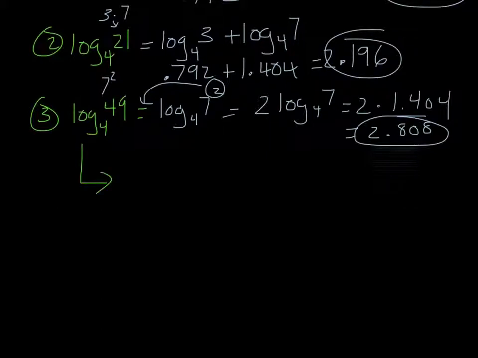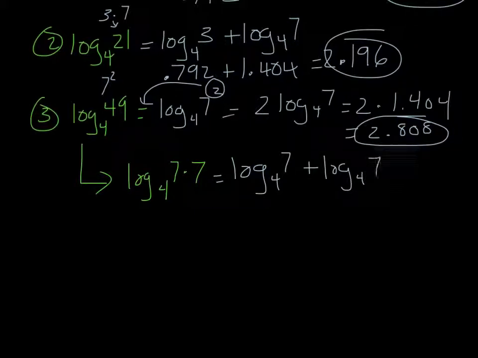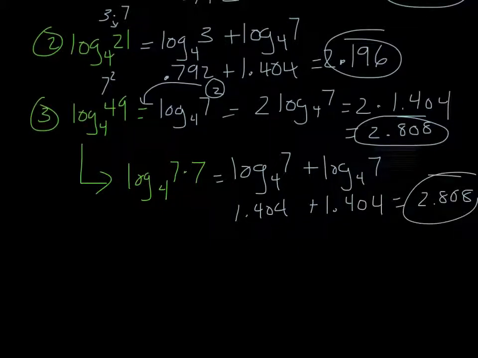You didn't have to use the power property on that. You could have used the product property. You could have said that, well, this is really log base 4 of 7 times 7, because 7 times 7 is the same as 7 squared. And if you did that, you could say, well, this expands to log base 4 of 7 plus log base 4 of 7. And if you had done that, you would also have 1.404 plus 1.404, and you would have still gotten 2.808. So the power property is almost an application of the product property, or it comes right from it. So you'll see some problems like that in your assignment.